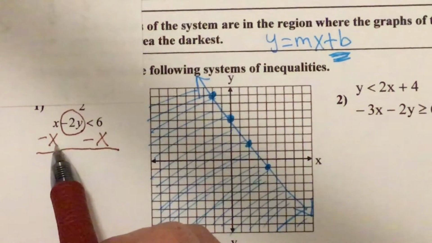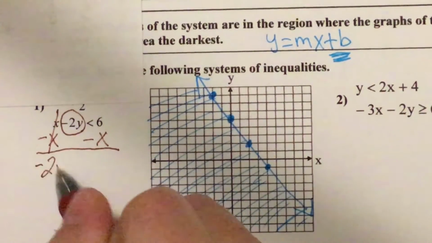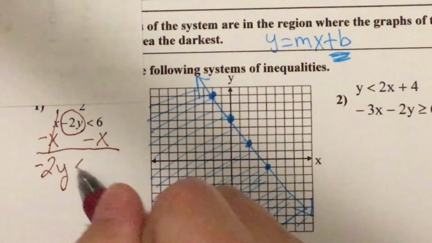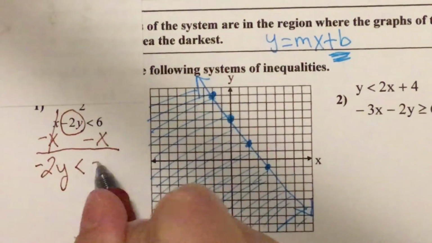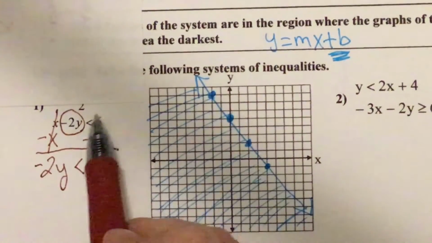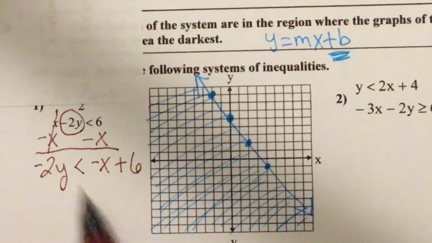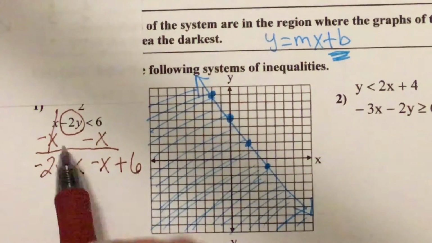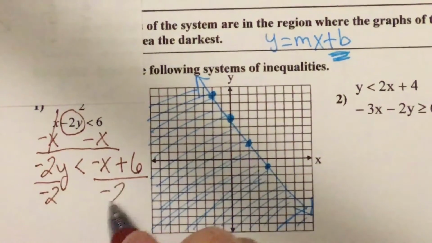X minus x is 0, so that's gone. Shoop. Your -2y comes down. Your symbol comes down. And then let's write the x first. So I'm going to bring down the -x. And then I'm going to bring down this +6. Okay, so now to undo this multiplication, I'm going to divide. And I'm going to divide both sides by -2.